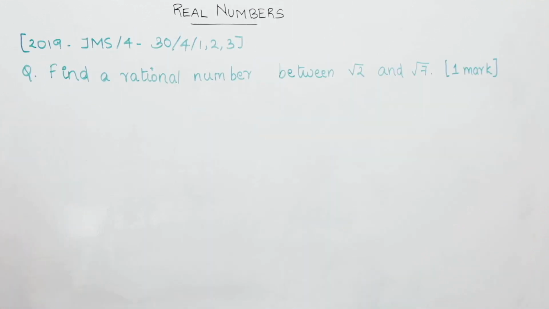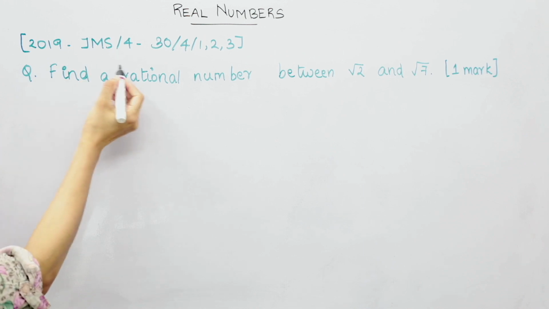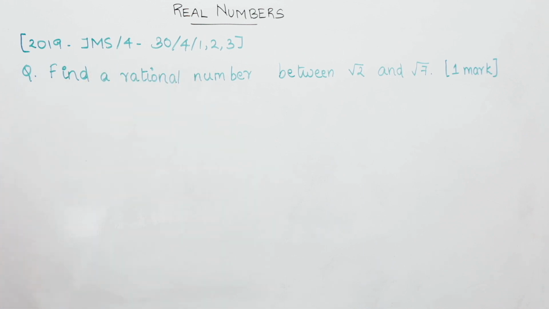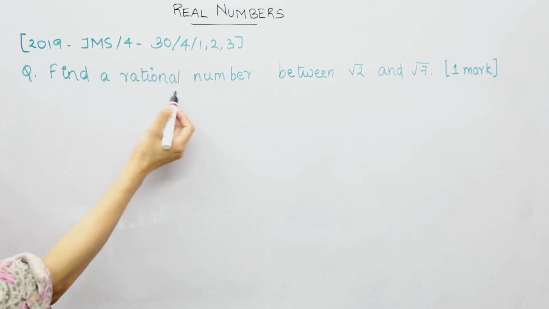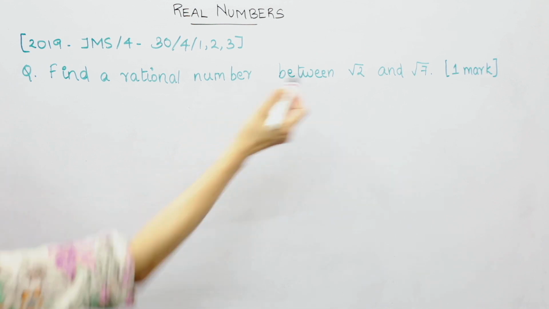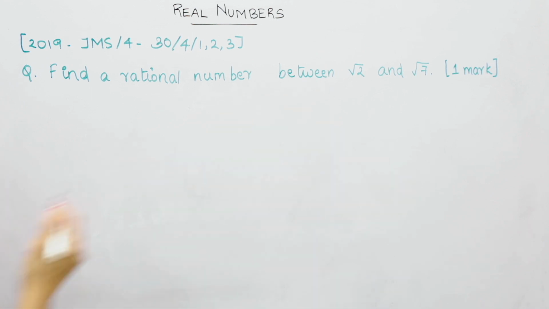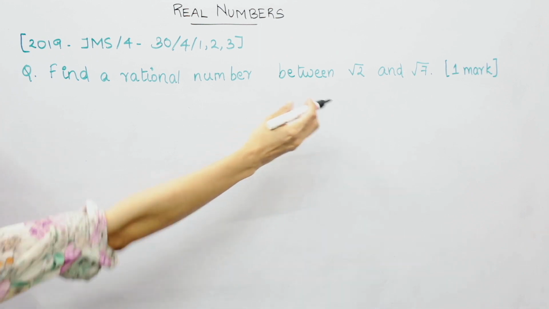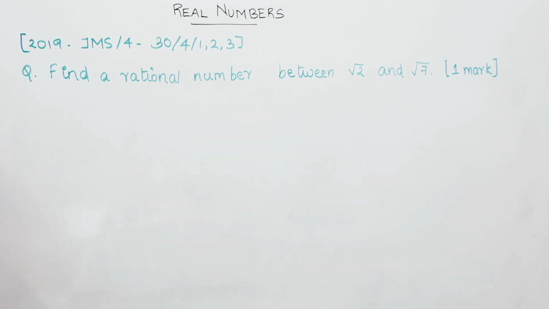This was also asked in the same year in a different zone. Series details have been provided for your reference. The question is, find a rational number between root 2 and root 7. It's a 1-mark question. So here we have to find the value of the square root of 2 and 7 and then find a rational number between the two values.